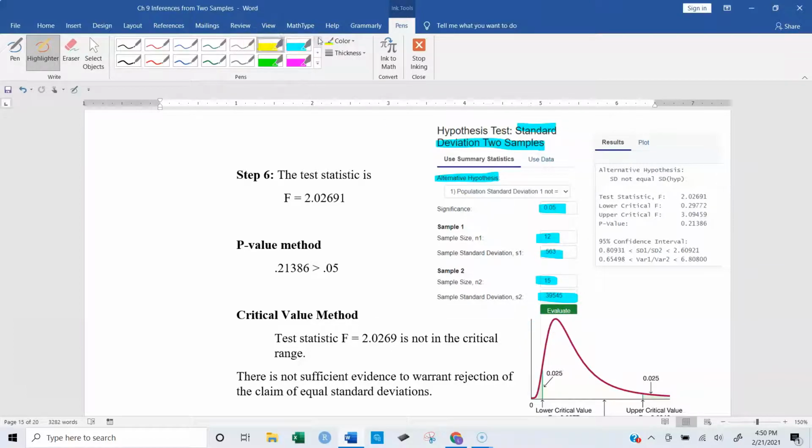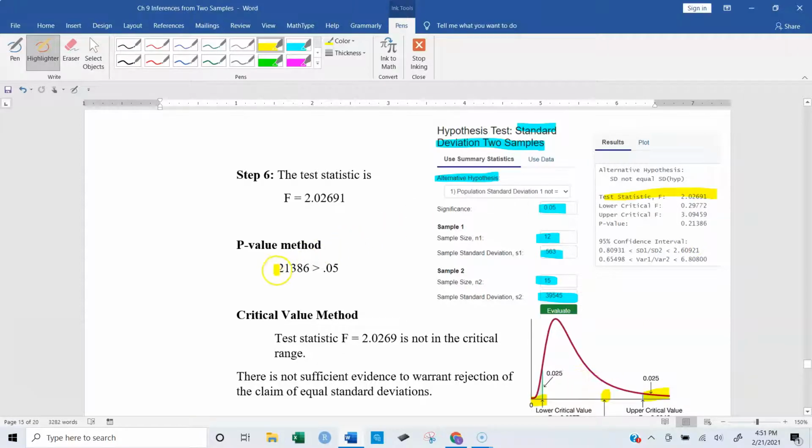Now you are looking at your statistics over here. Okay, we're going to look at our test statistic of 2.20691. Now let's look at our lower and our upper. So our lower is here, right here, and our upper is here. Now we look where the 2.0269 falls, and it is in the middle, so we fail to reject, right? It is not in our rejection region.